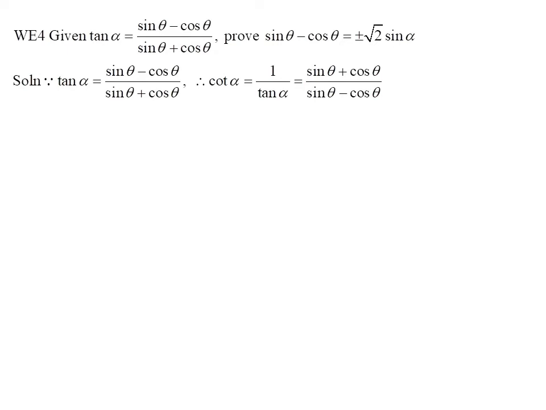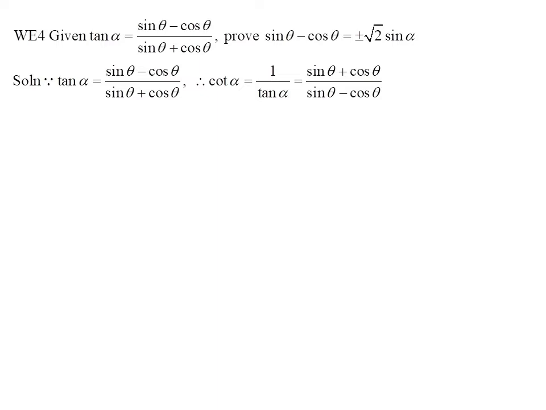Example 4 is to prove that sine theta minus cosine theta equals plus or minus square root 2 times sine alpha, given that tangent alpha equals the ratio of sine theta minus cosine theta over the sum of sine theta and cosine theta. To prove this relation, we need to think how to relate sine theta, cosine theta, and sine alpha based on the given criterion.